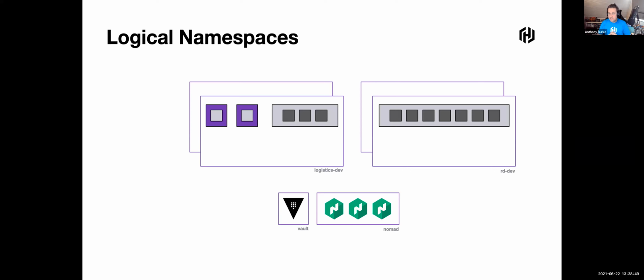Here I have two namespaces, which have jobs in the logistics and dev namespace, and I have a job in the RD dev namespace, which means that if I log into that environment, I'm not going to see those other jobs. Right, very straightforward process. That logical isolation provides that hierarchy and that isolation.